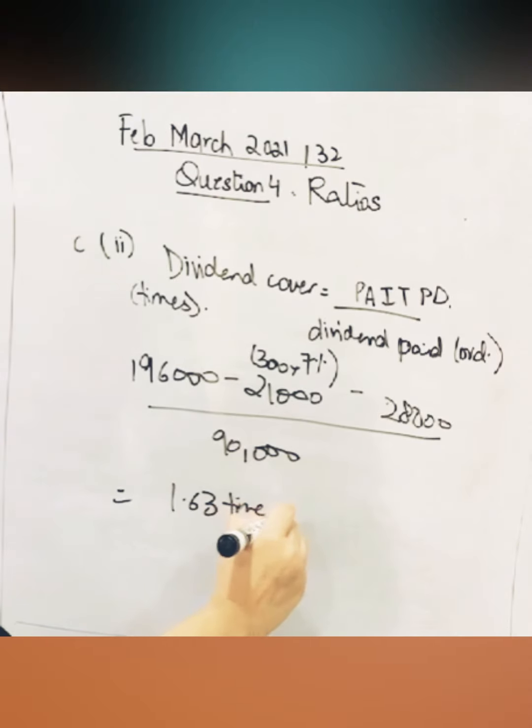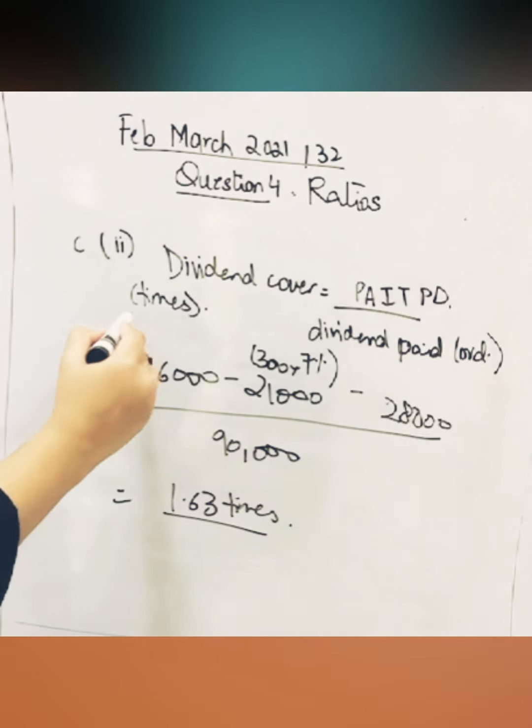So times also holds 1 mark, so you need to write the unit with it. Like for instance in ROCE it was a percentage, here it is times, and you also need to write only a 2 decimal places answer, so you need to consider that. And times is the unit in which dividend cover is expressed.